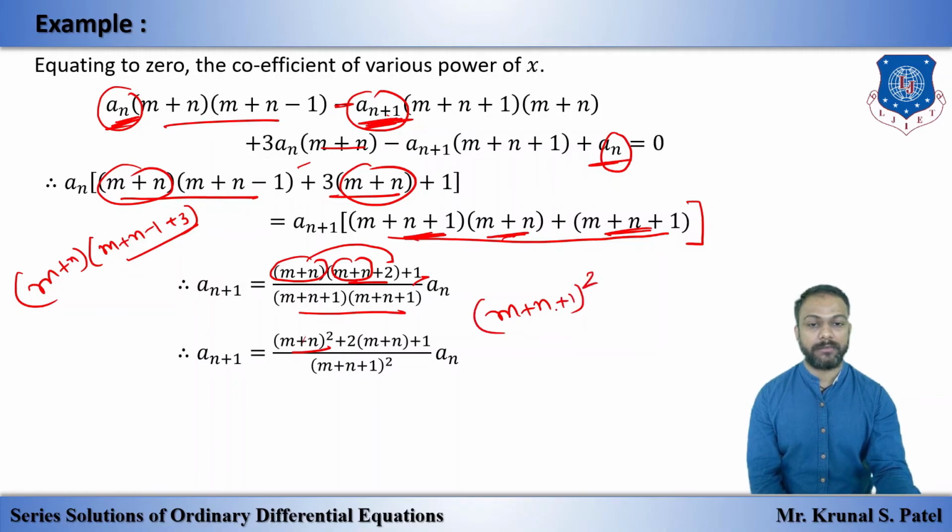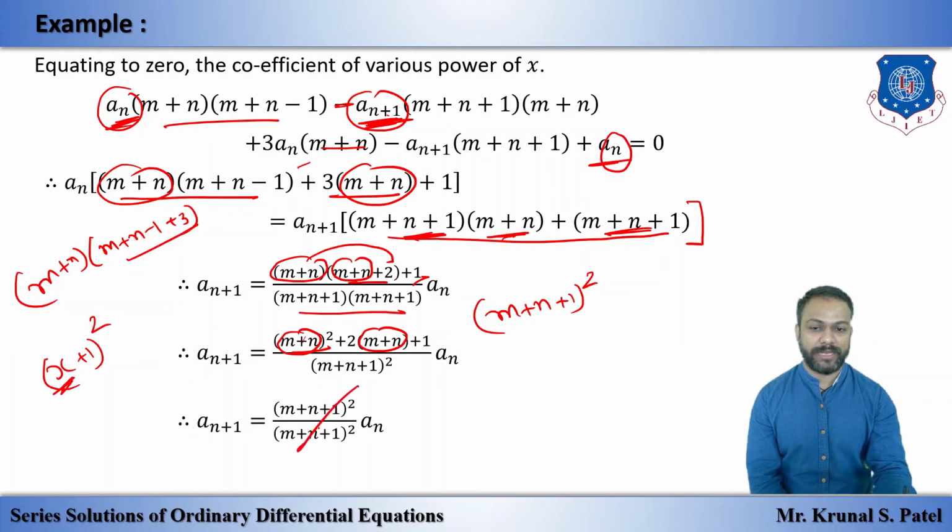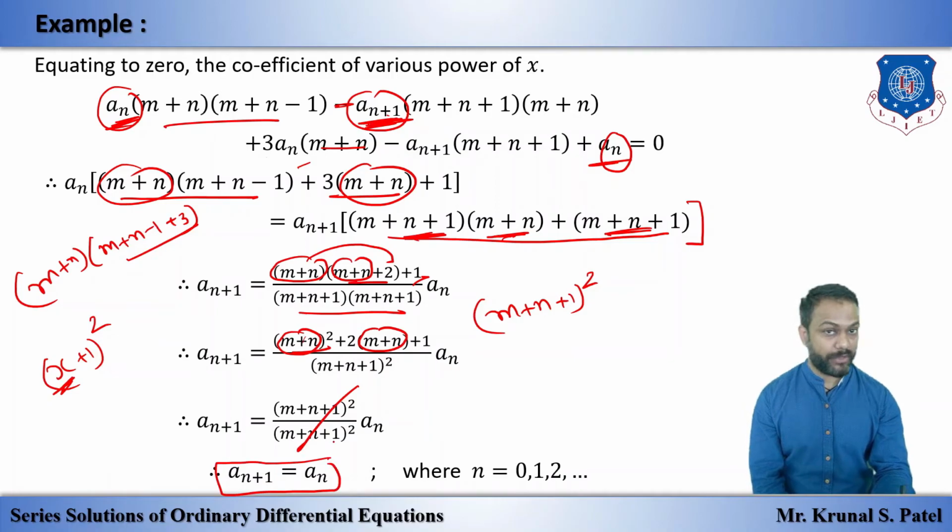How did this happen? Because consider this is our x. Suppose x. So x square plus 2x plus 1, so x plus 1 whole square. And we consider m plus n as x. So m plus n plus 1. Okay, so this whole square cancels out. So we have a(n+1) is equal to a(n). Okay, this differs in each and every example. No need to equal, okay, for this case too.